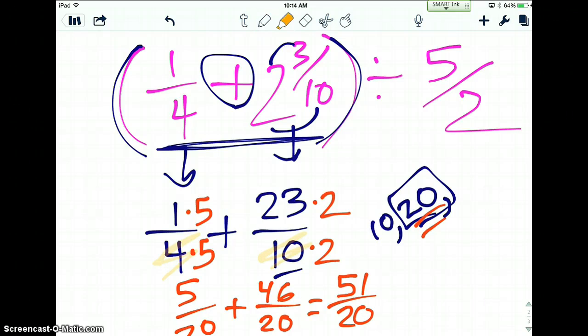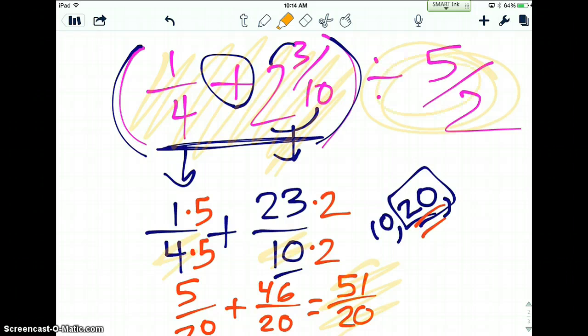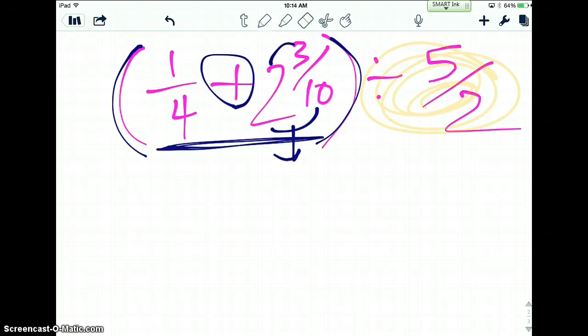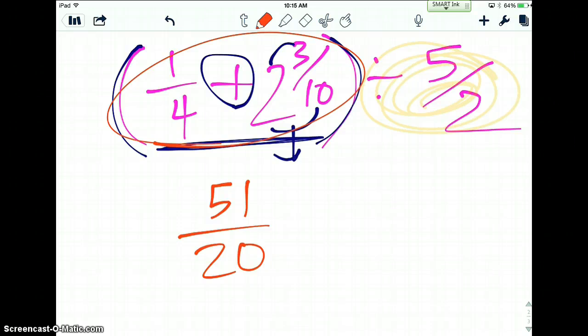Which, at this point, you'd look at that and be like, that's improper. I need to convert it back. Well, the thing is, I would not convert it back yet because we're still not done with the problem. You're like, wait, what are you talking about? We just added. Yeah, well, we only did this first part of the problem. As you can see, there's still some stuff left to do at the end. So I would leave my answer of 51/20, and I would write that. That is my answer here of my addition. And then I'm going to bring down and say I still need to divide by 5/2.